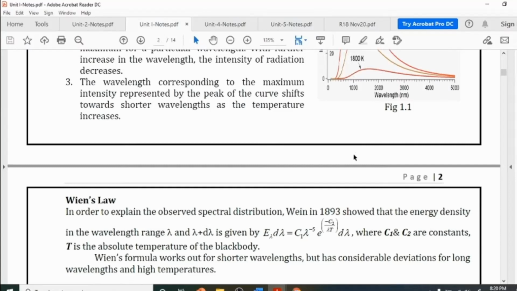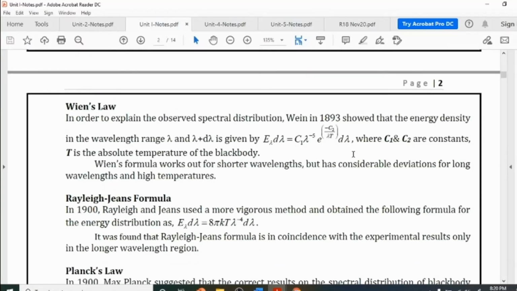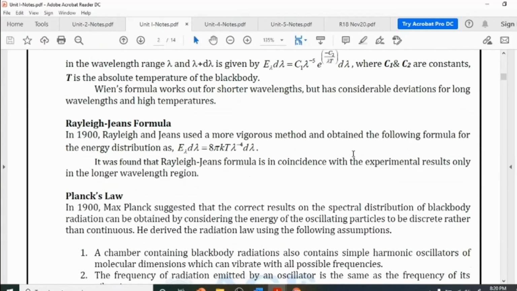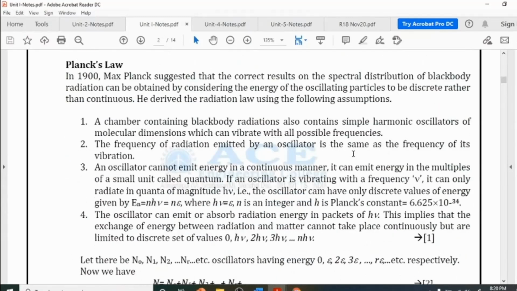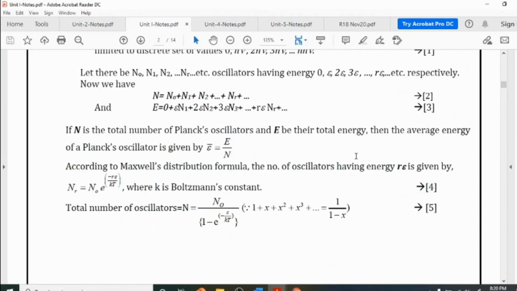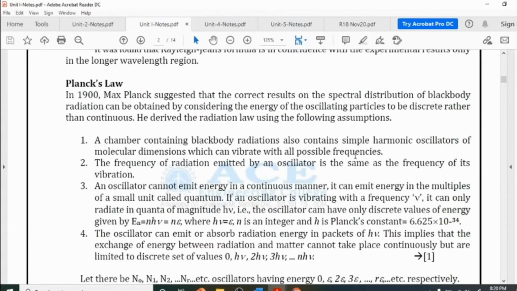If you are asked to write about the laws of black body radiation, there are laws given here: Planck's law, Rayleigh-Jeans formula, Planck's formula. All these are difficult to discuss in one class, let me tell you. But you can have a glance. Since we are sticking to units 1, 2 and 4, we'll discuss more on them. So Planck's law, the derivation part. If Planck's law is asked, then only write it.